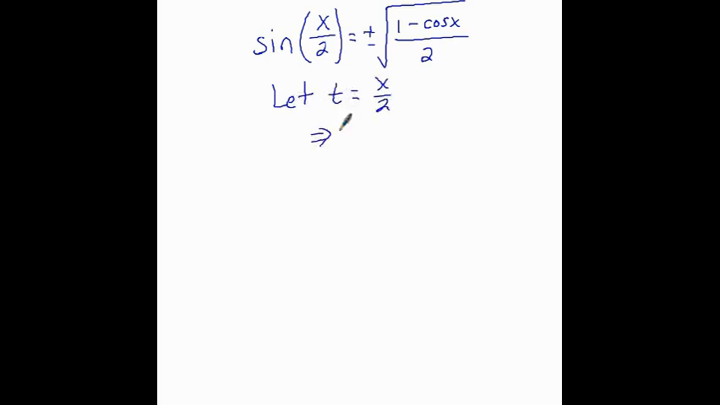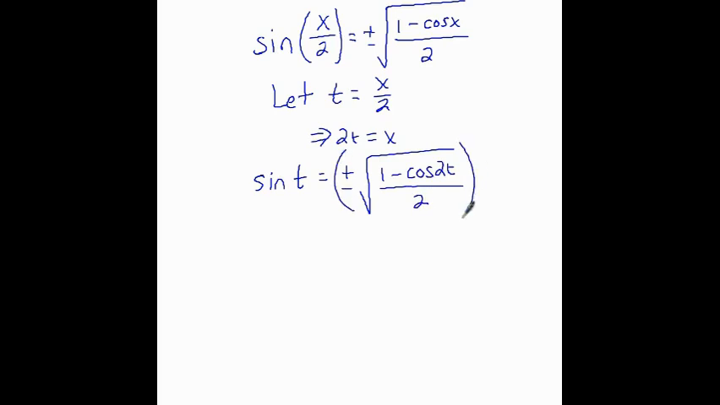Let's go ahead and prove the half angle identity for sine. So I'm going to let t equal x over 2. This implies that 2t is equal to x. So I'm going to rewrite this as sine t is equal to plus or minus the square root of 1 minus cosine 2t, all divided by 2.